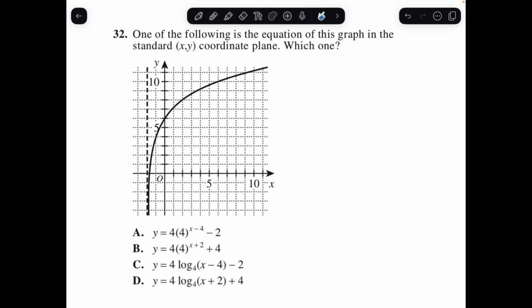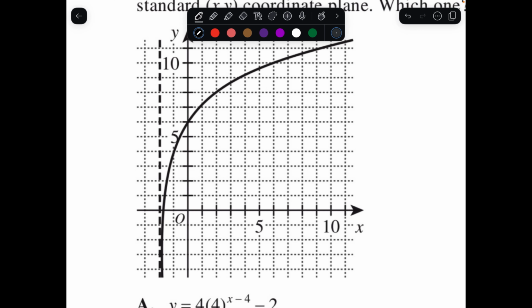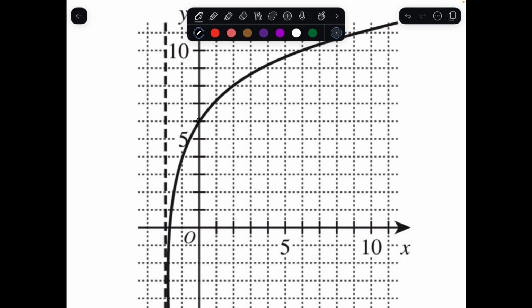Question 32 says, one of the following is the equation of this graph in the standard xy coordinate plane. Which one? So for this question, what I would do is pick a point on the graph. Let's go with (0, 6).